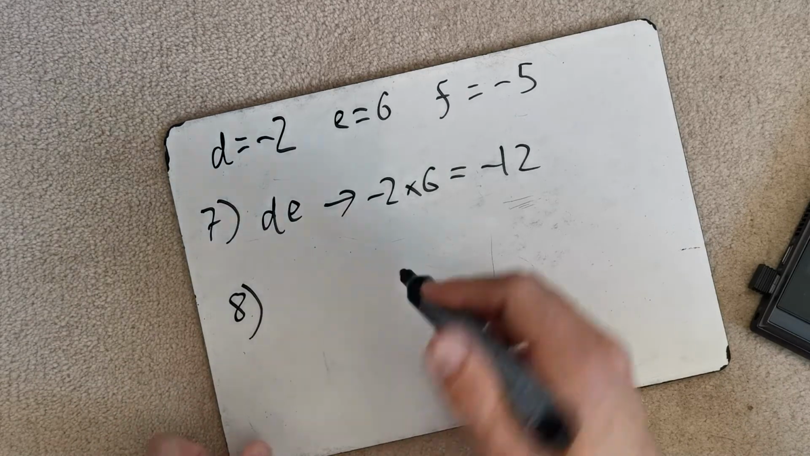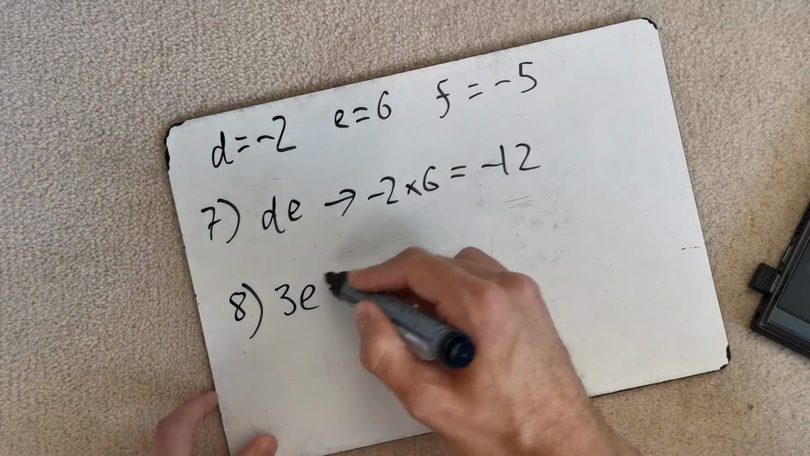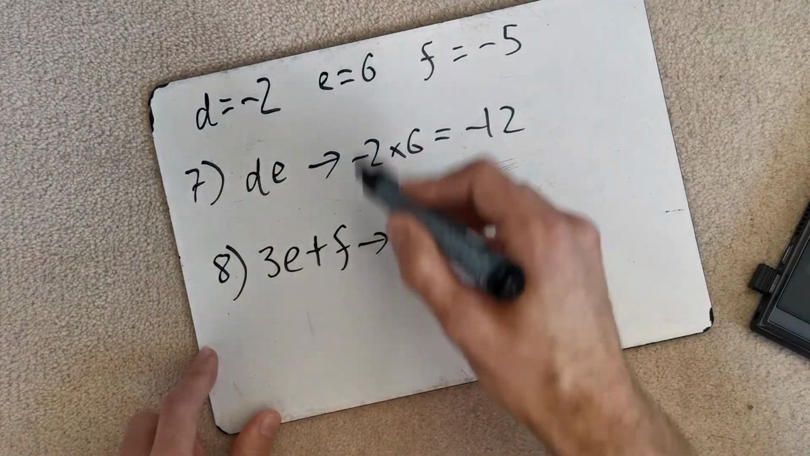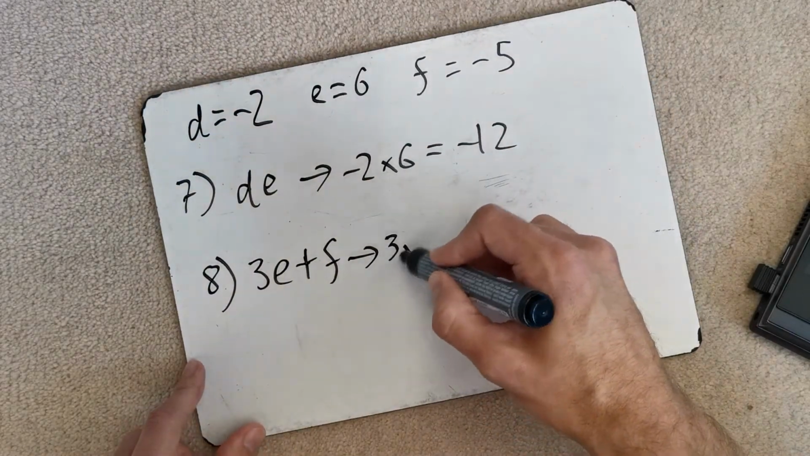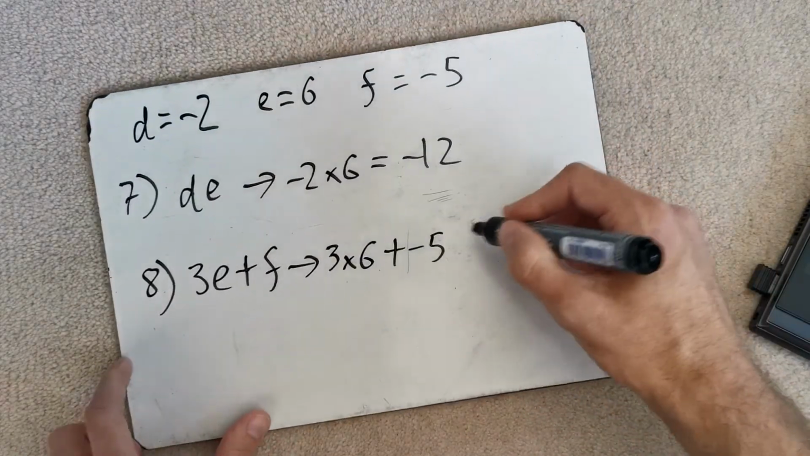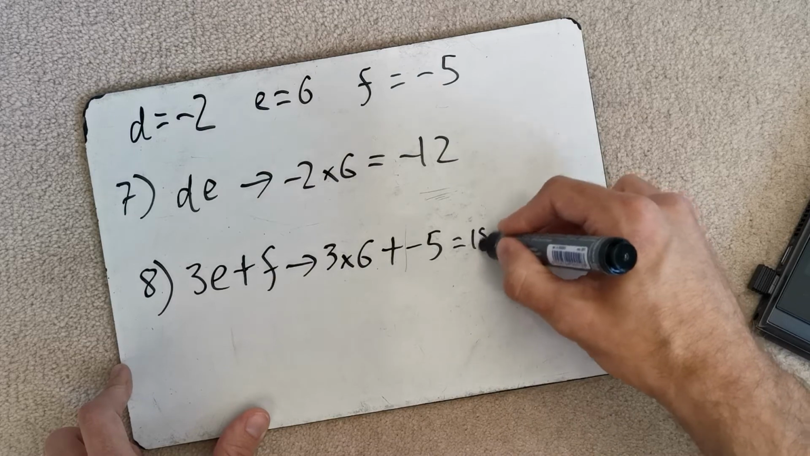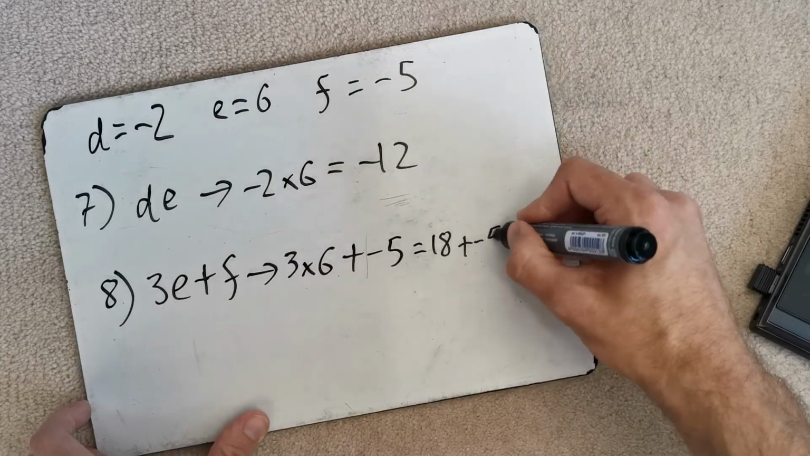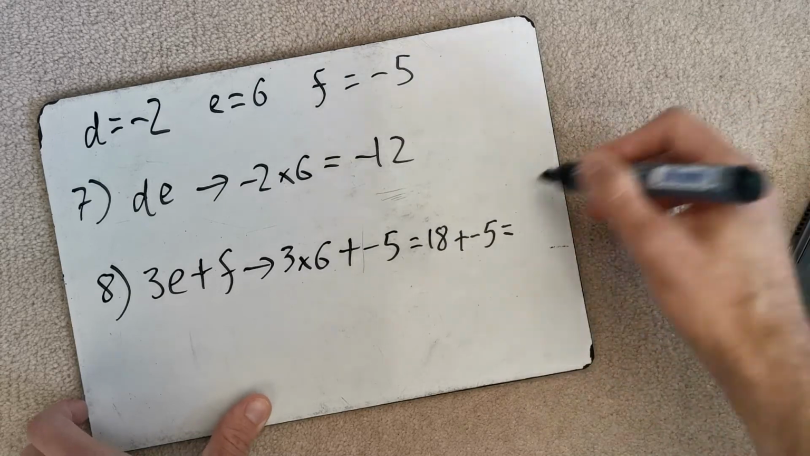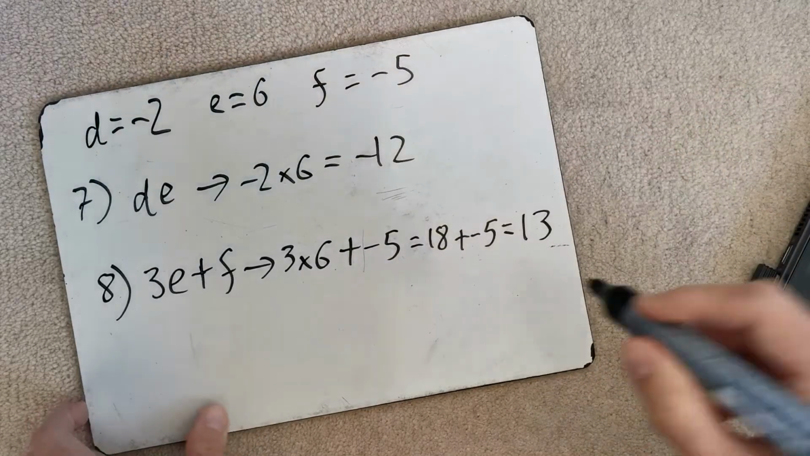Question 8, work out 3E plus F. 3E means 3 lots of E, 3 times 6. Add F, which is minus 5. 3 times 6 is 18. We've got to add minus 5. If you're adding a negative, it gets smaller, so we're going down 5 from 18, ends up on 13.